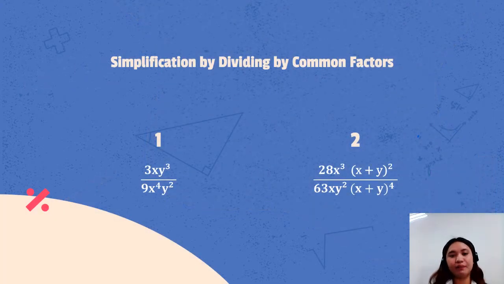So now, simplification by dividing by common factors. When we say common factors, it is the multiple of numerator and denominator. In number 1, we have 3xy cubed all over 9x raised to 4y squared. Number 2, we have 28x cubed, quantity squared of x and y, all over 63xy squared, quantity raised to 4 of x plus y. So let's have the first example.